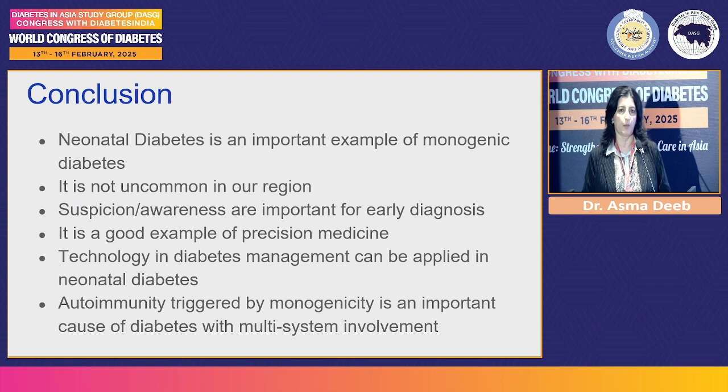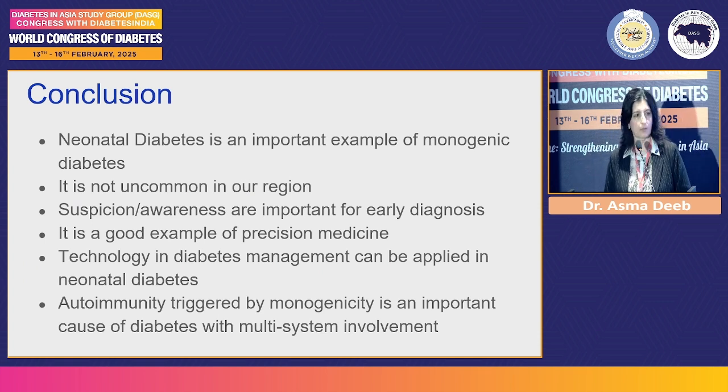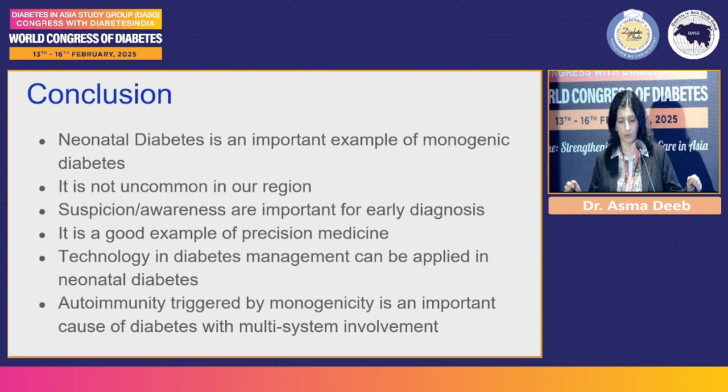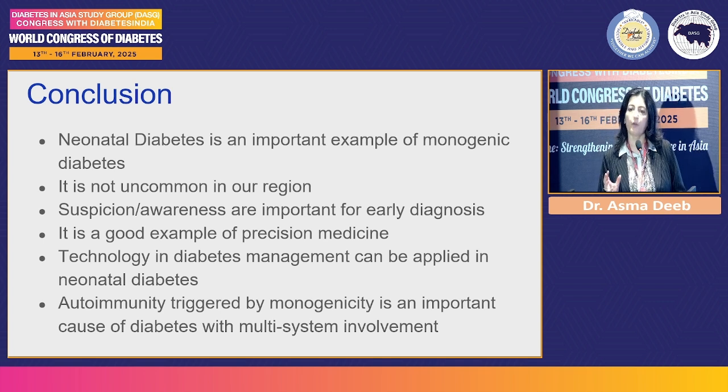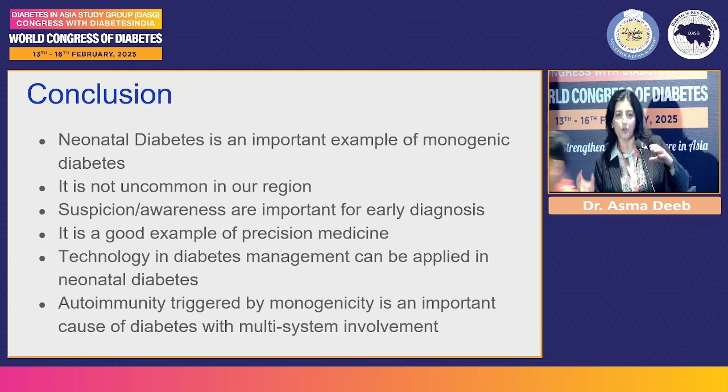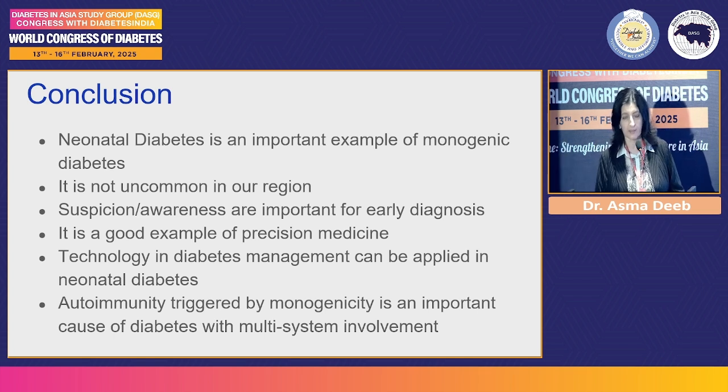In my last 30 seconds, I would like to conclude, ladies and gentlemen, by saying that neonatal diabetes is an important cause of monogenic diabetes. It's not uncommon in our region, and I assume in India it would be the same. We need to raise suspicion and awareness. It's a very good example of precision medicine. So we give thiamine to improve anemia and diabetes. Think about using technology in these youngsters, and think also about autoimmunity that can be triggered by monogenicity as an important cause of diabetes with multiple system involvements.